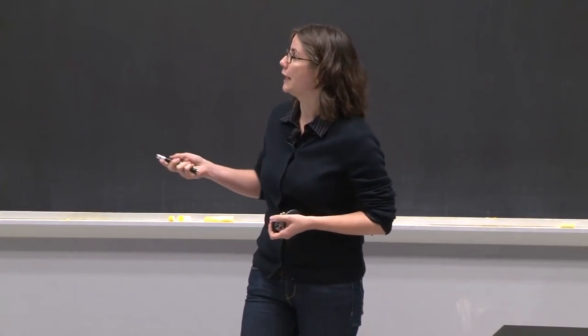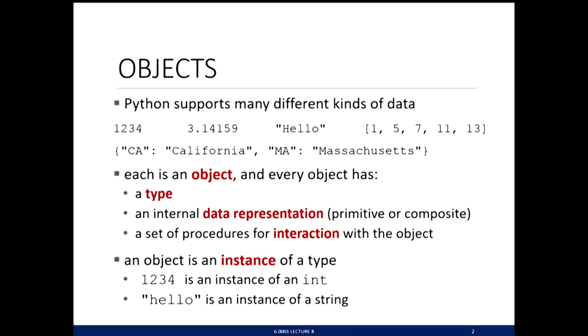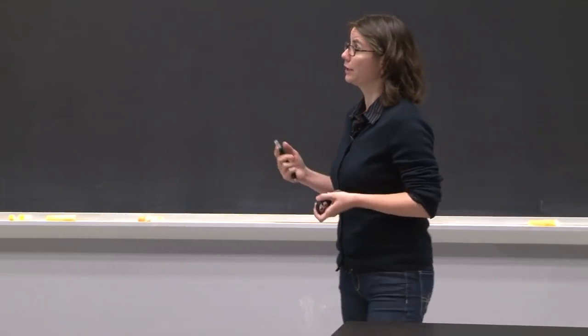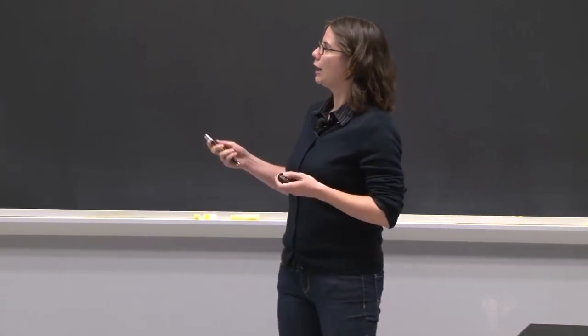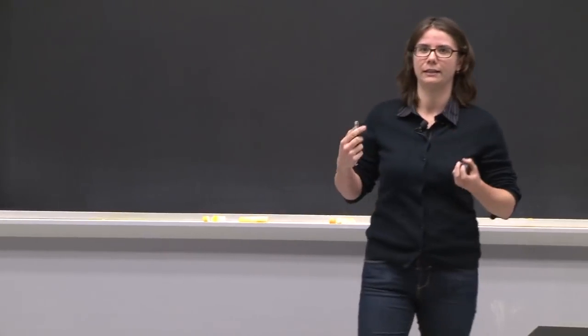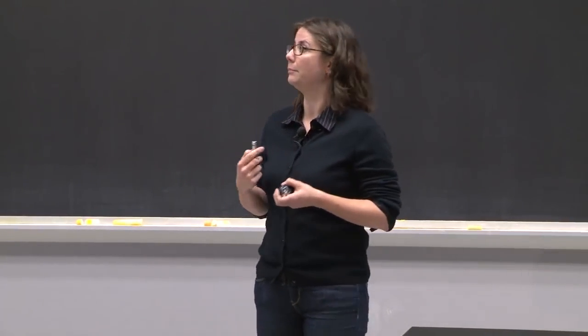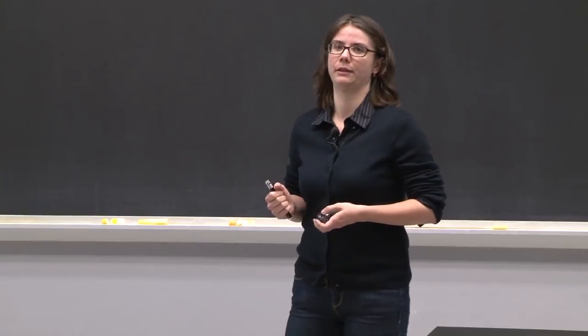Okay. So for example, every one of these is a different object. For example, this is the number 1,234. It's a specific object that is of type integer. The number 5 is a different object that's of type integer, and so on. We've seen floats, we've seen strings, we've seen lists. Lists and dictionaries are more complicated object types, sorry. But every object has a type, some sort of way that it's represented in Python, and some ways that we can interact with them.